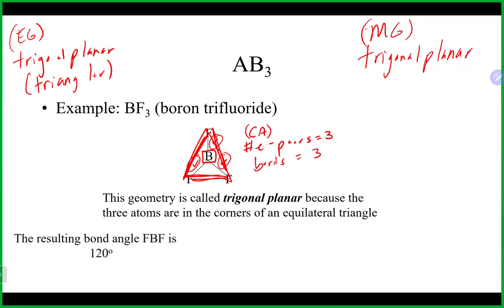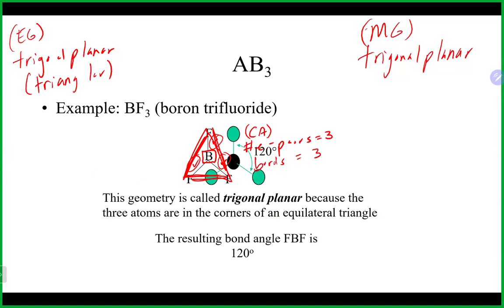So this is trigonal planar. It has a bond angle of 120 degrees. And again, you do need to know the bond angle. They want you to know that here as well. So something with 3 electron pairs and 3 bonds, the molecular geometry is trigonal planar. The electron pair geometry is also trigonal planar in this case.